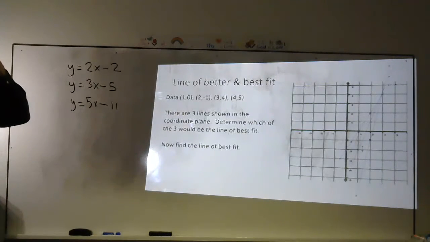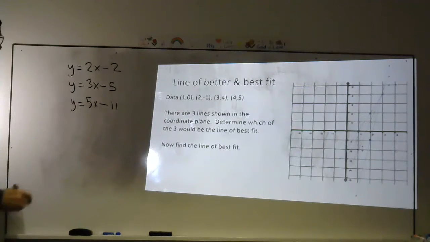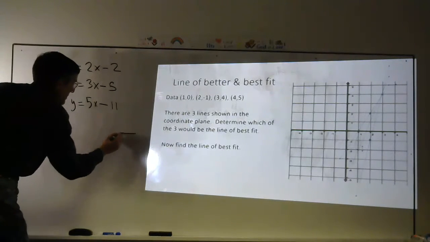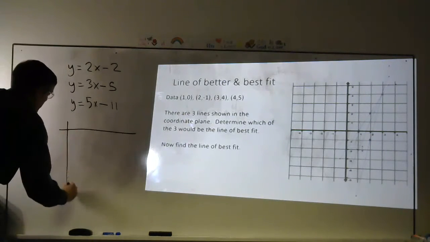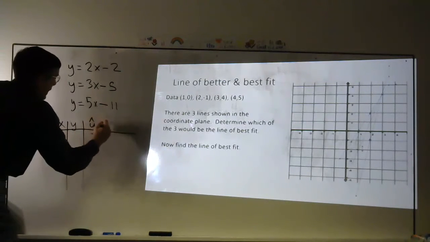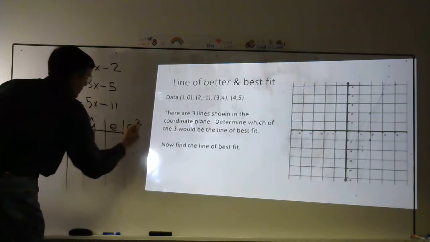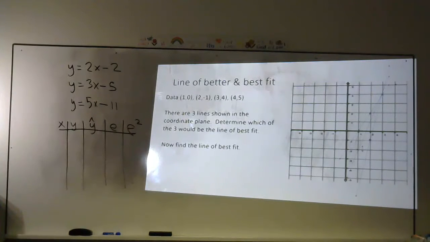Okay? Now, I must do a chart for each one of these lines to find the line of better fit. And if you remember, the headings here were x, y, y hat, error, and error squared. Okay, we'll do one for each line.